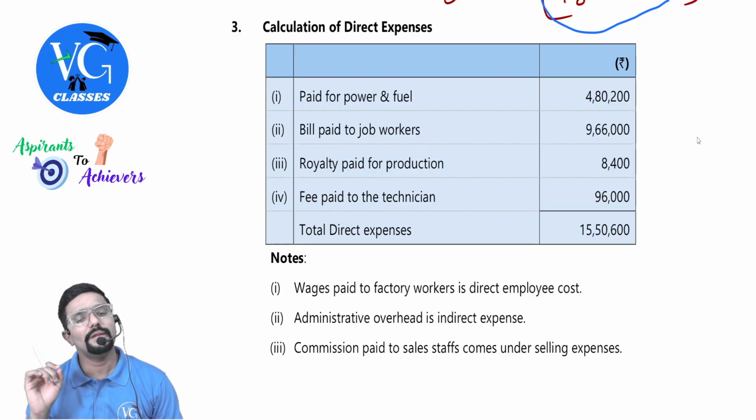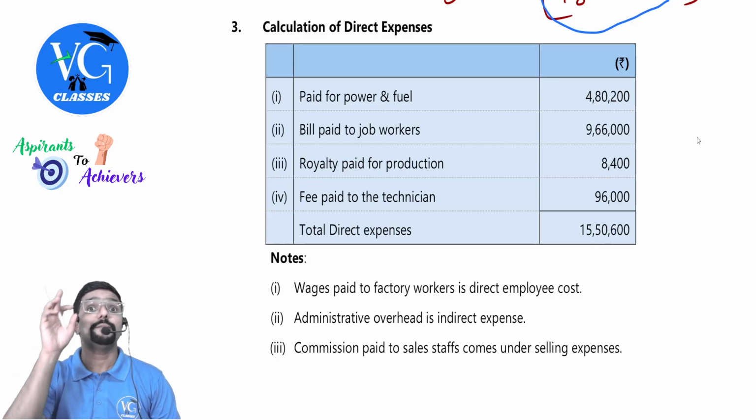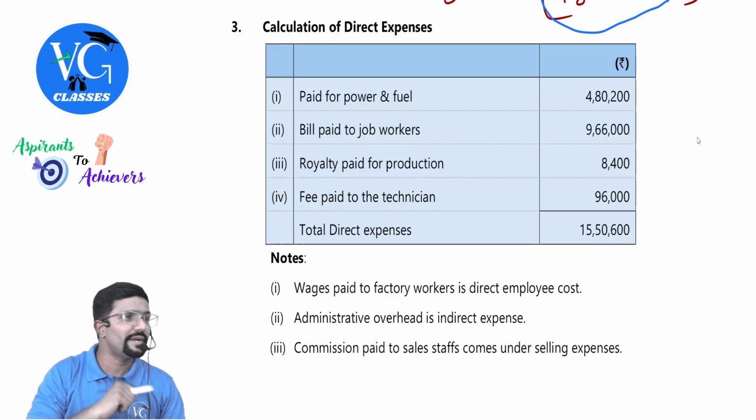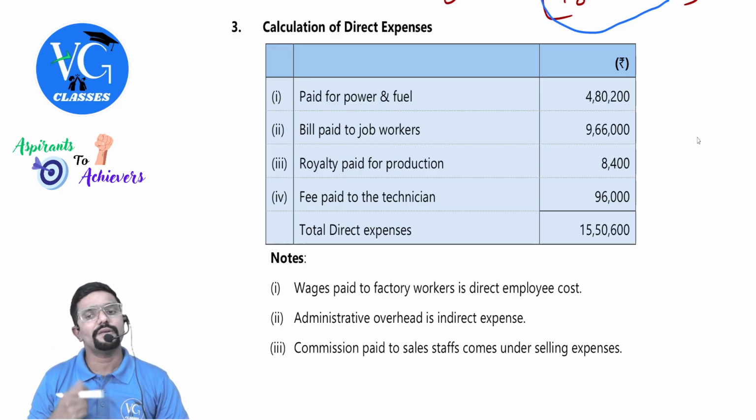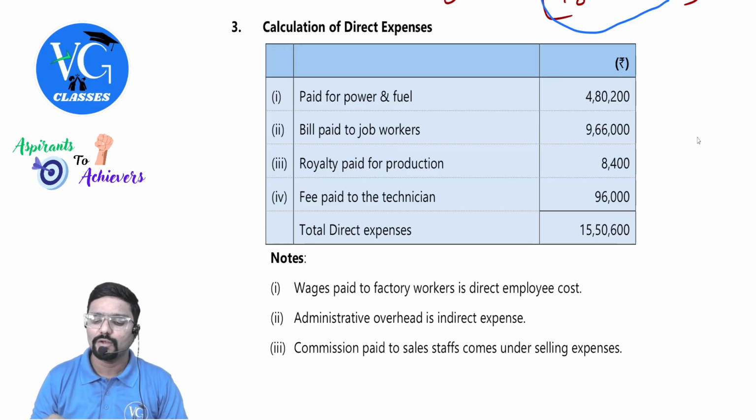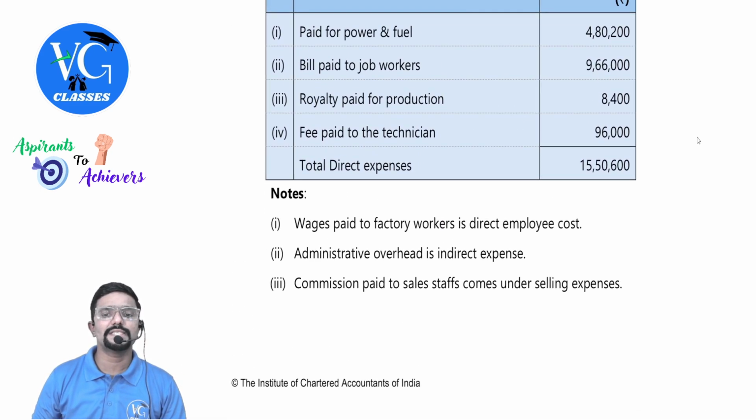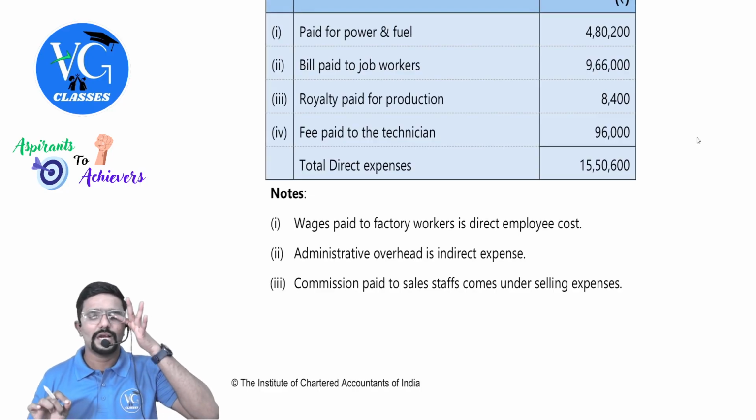Fine. Bill paid to job workers, yes, as it is for a particular job. Then royalty paid for production, I told you, we will normally get it per unit price. Then fee paid to technician, direct expenses. Okay, total direct expenses is 15 lakh 50,600. Notes: wages paid to factory workers is a direct employee cost. Administrative overhead is an indirect expense.